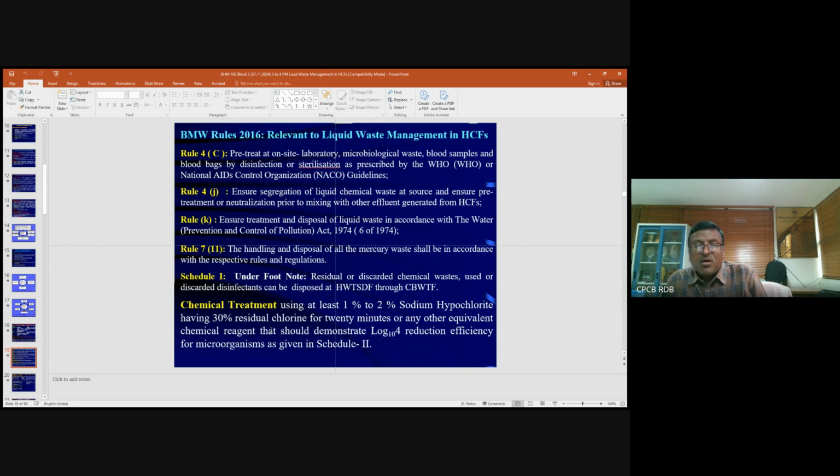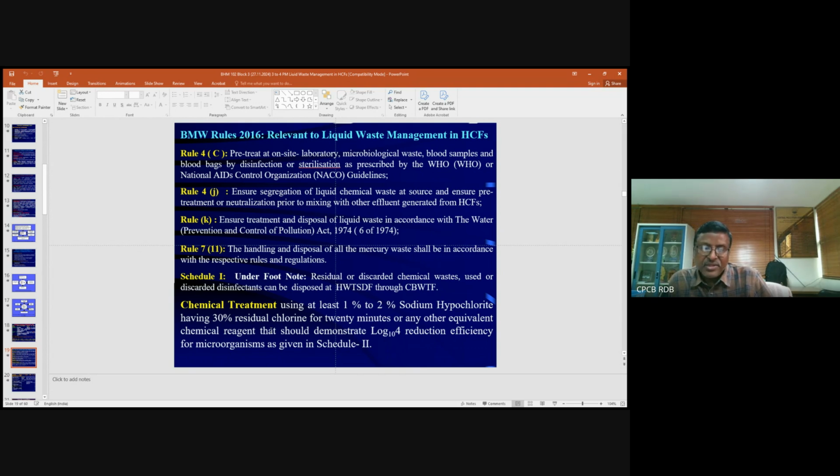That means all liquid chemical waste has to be neutralized as per Rule 4J. And Rule 4K prescribes ensuring treatment and disposal of liquid waste in accordance with the Water Act. Therefore, whatever liquid waste is generated from hospitals has to be treated in accordance with the Water Act 1974, and ensure treated wastewater is discharged.